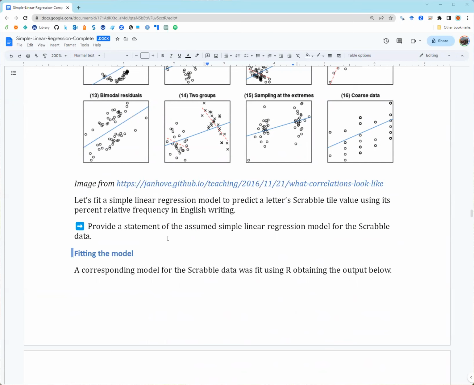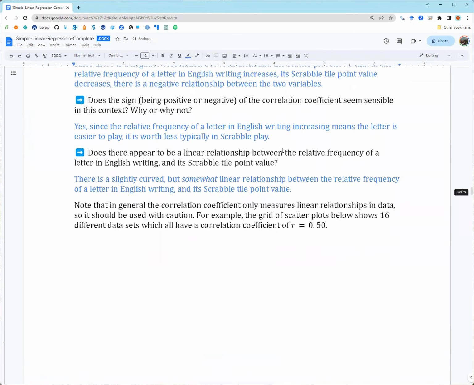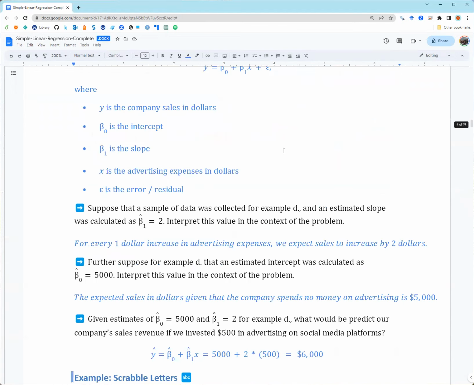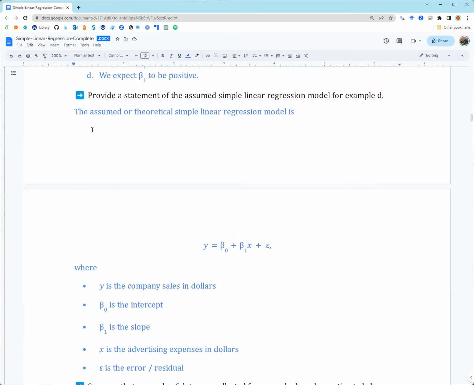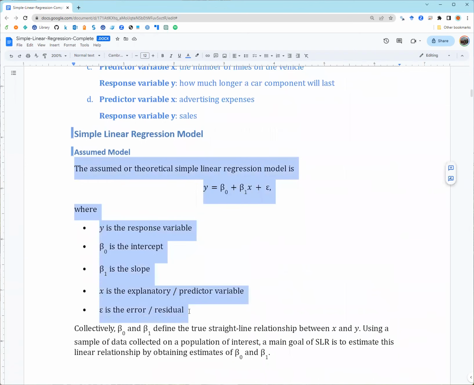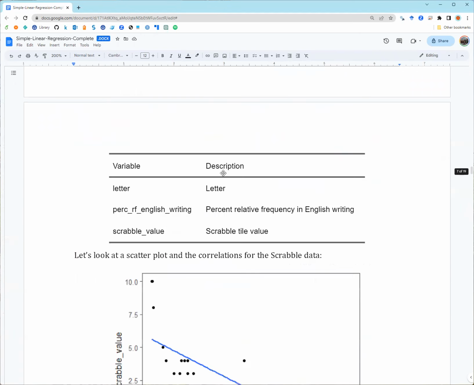So let's, pivoting back to this Scrabble data, give a statement of our assumed linear regression model that we're using here. So let's go back up to the blueprint interpretation. Okay, up here. So we're talking about the assumed model. All right.